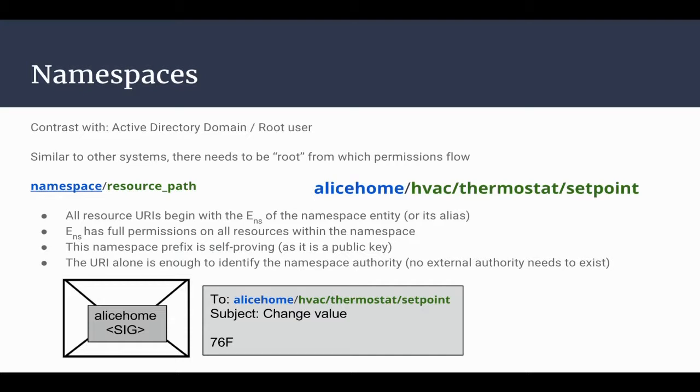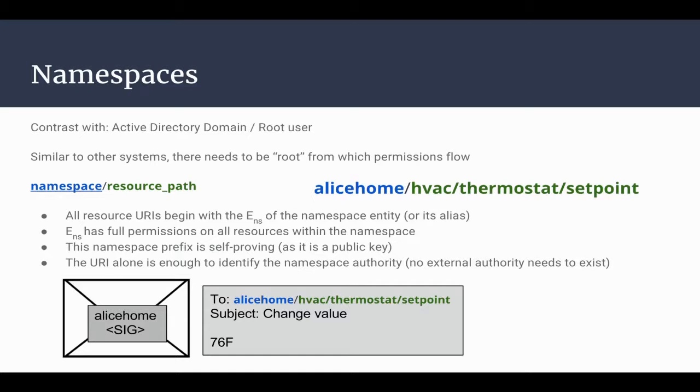So you can see here Alice Home on the right. You can imagine that as being equivalent to the public key of the entity Alice Home, and then the rest of the resource. And the namespace entity has full permissions on all resources within the namespace. It's intrinsic. It cannot be revoked. And what's important about this is that the URI alone, simply by discovering a resource or coming across a URI, is enough to know which entity has intrinsic permissions to this.